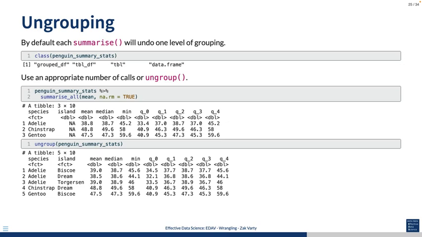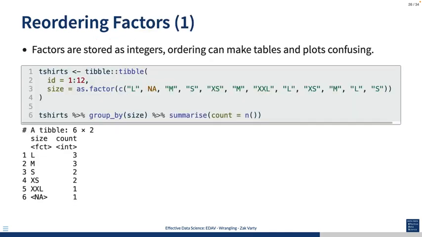One way to satisfy this is to apply a second summary at the species level of grouping, but we won't always want to do that. We won't always want to apply another summary. In that case, we can undo the grouping manually by using the ungroup function. Forgetting to do this ungroup step is a common gotcha and a common cause of confusion when working with multiple group summaries.